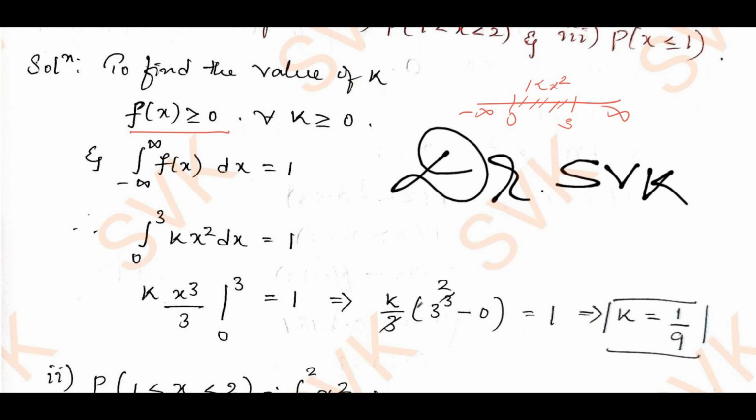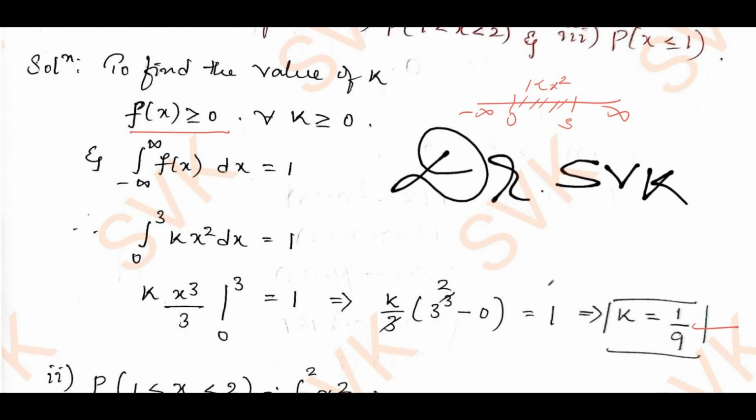Substitute the limit. So we are going to get 3 cube minus 0, and 3 cube minus 0 is 3 cube itself. 3 cube by 3, one term gets cancelled, and you are going to be left with 3 square, 9 times k, that is 9k, which is equal to 1. So k will be equal to 1 over 9.